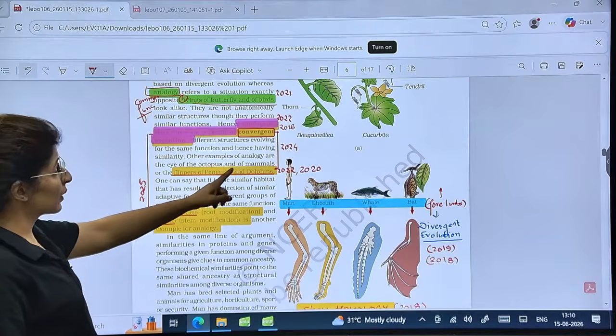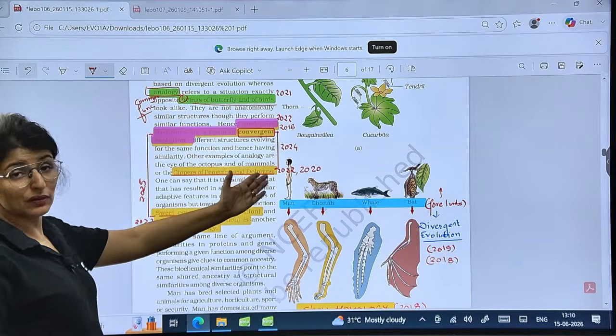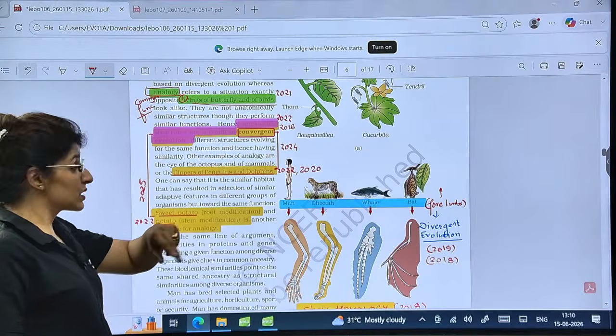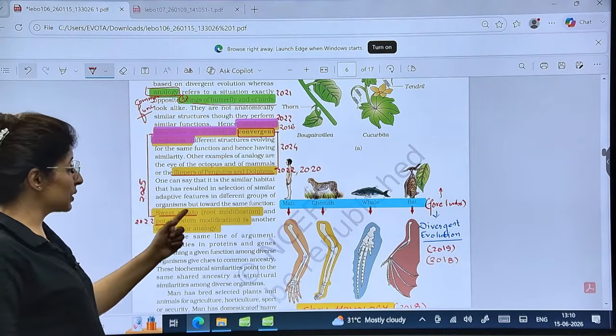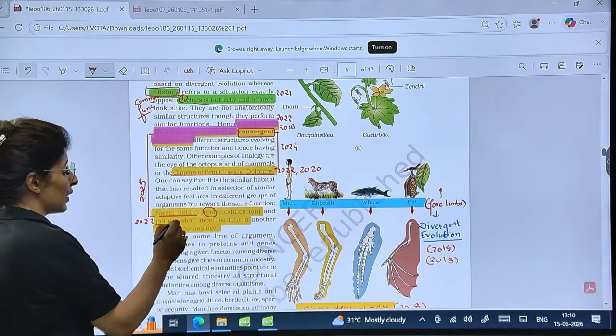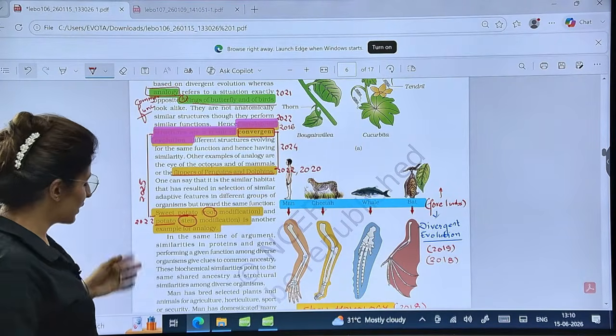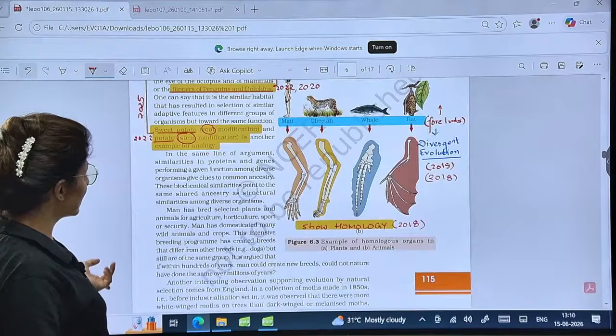Second, flippers of penguins and dolphin. Penguin is a bird, dolphin is a mammal, right? But both are involved in swimming. Then sweet potato and potato. Sweet potato is a root modification, while potato is a stem modification, but both help in food storage. Are we clear? Are we clear till here?